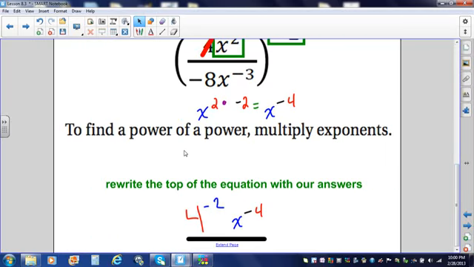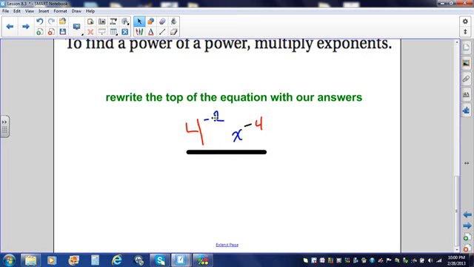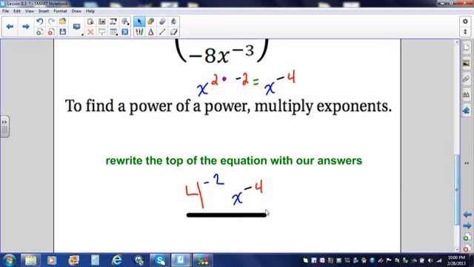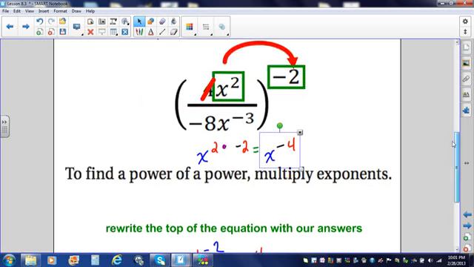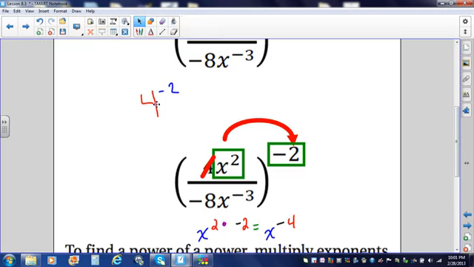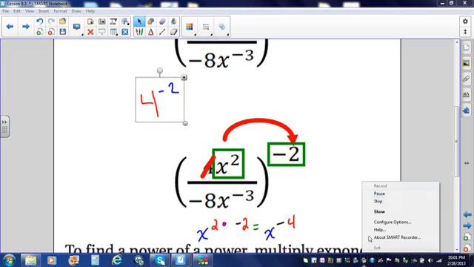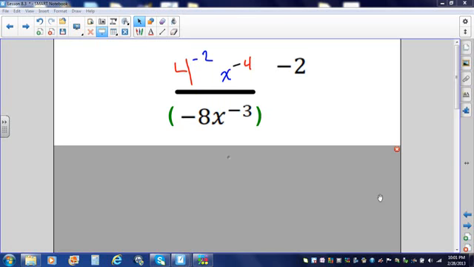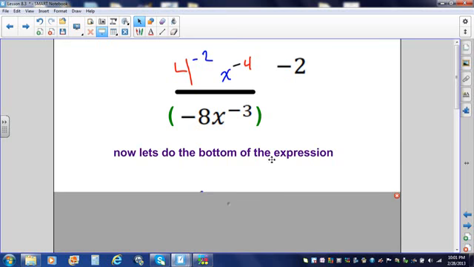Now I'm going to rewrite the top of the equation with our answers. We got 4 to the -2 power, x to the -4. I'm just rewriting the top of the equation with this answer and this answer. So this is what our expression looks like now. Now let's do the bottom of the expression.